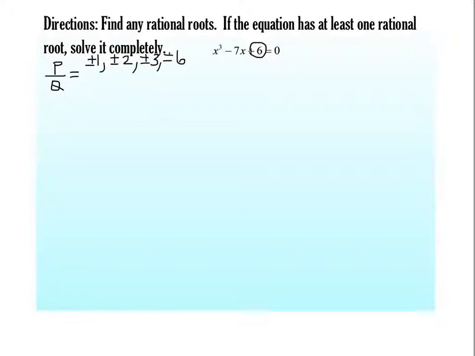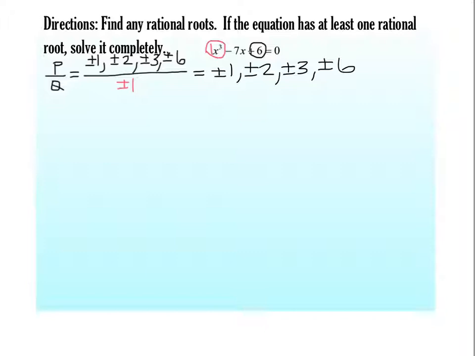Those are all the possible factors of the constant term over the factors of the leading coefficient, or the highest degree term. So that's here, x cubed. It has a coefficient of 1. So the only factors of 1 are positive and negative 1. So what we really have then is each of these numerators over the denominator. So 1 divided by 1 will still be 1, 2 over 1 is 2, 3 over 1 is 3, 6 over 1. So really we can just rewrite this as plus or minus 1, 2, 3, 6. Okay, so those are all of the possible rational roots.